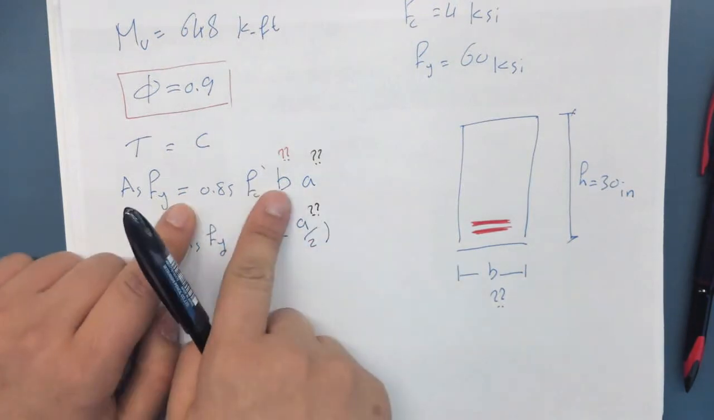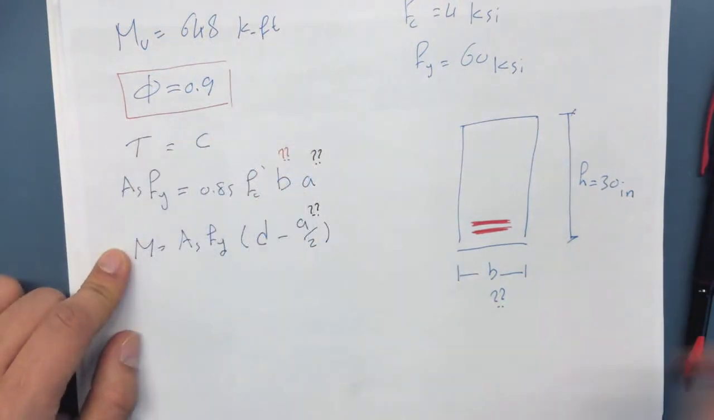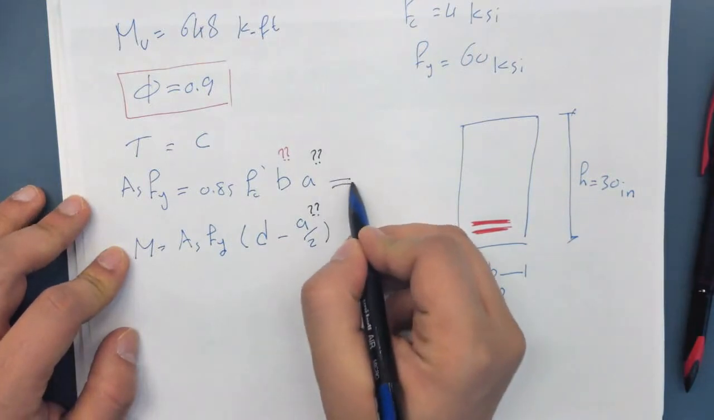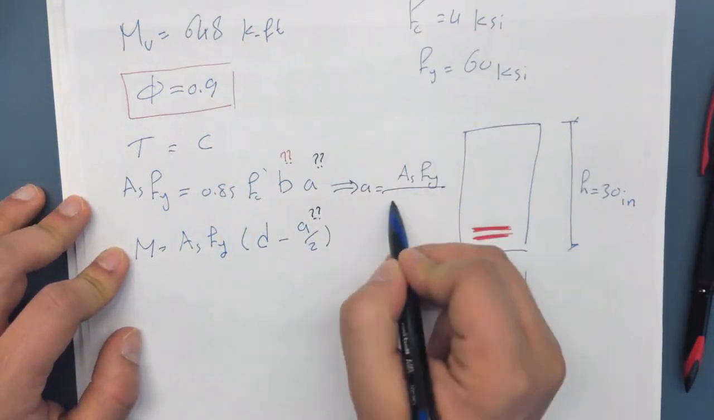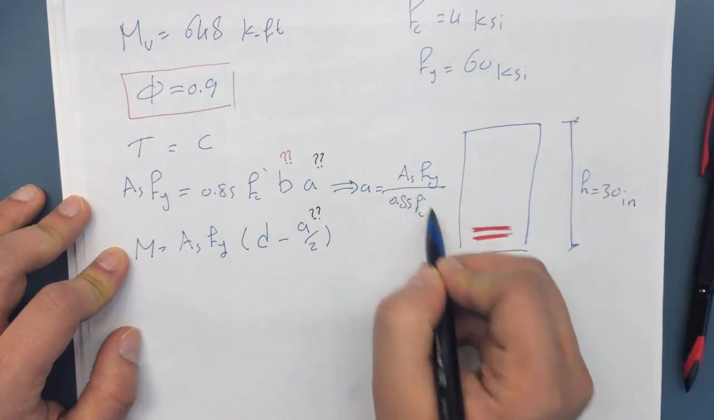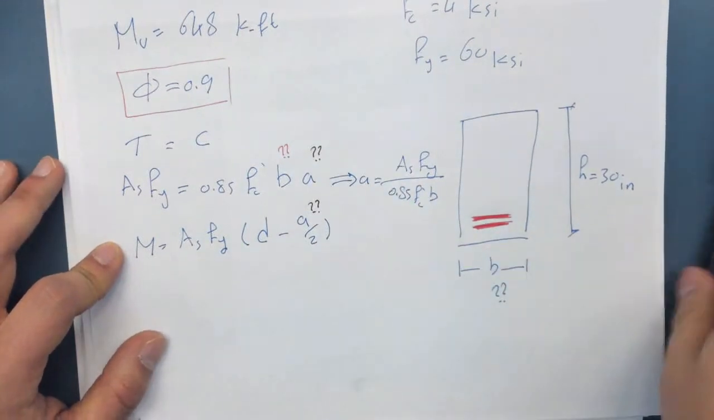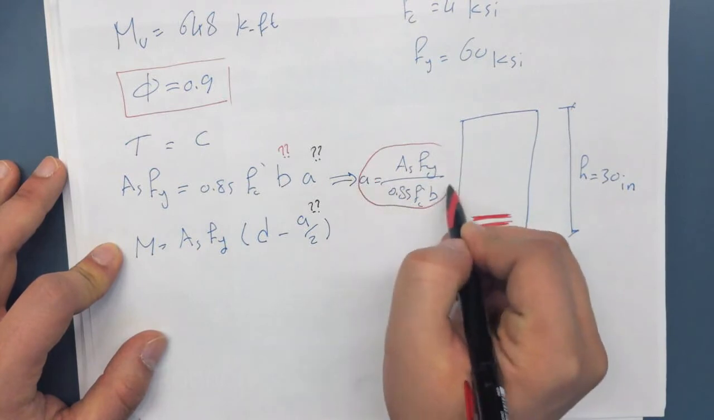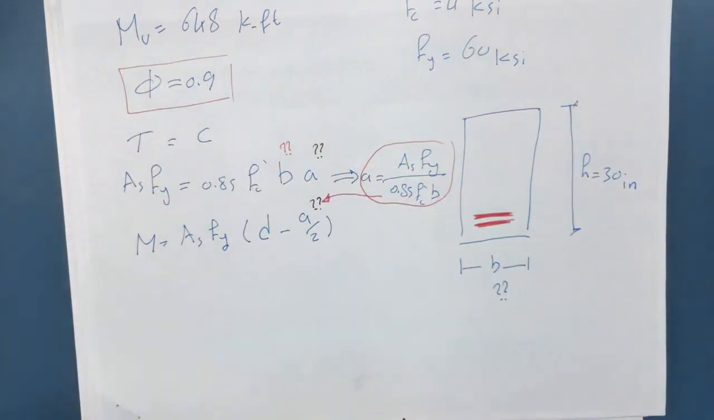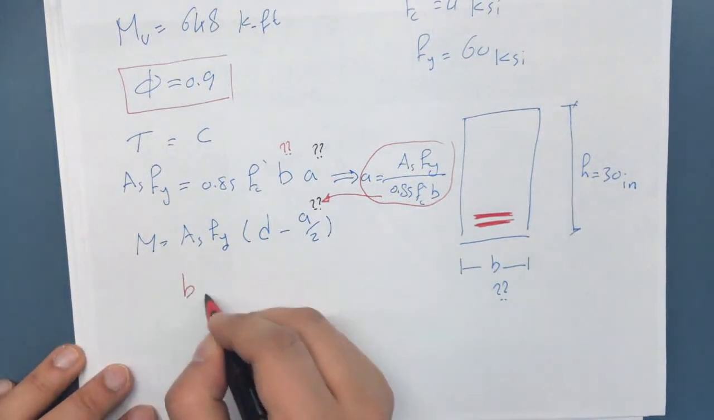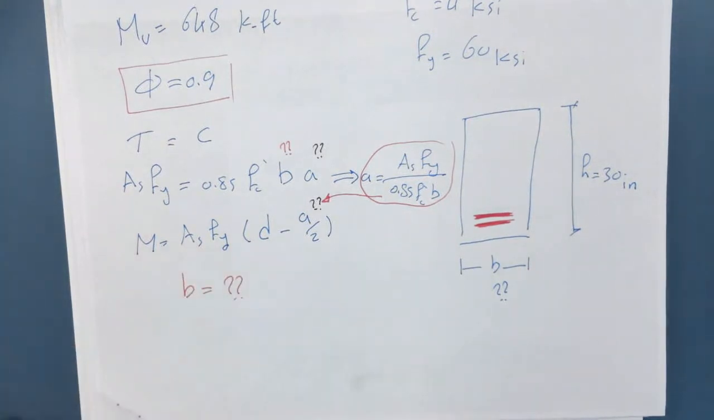The easiest way is to get A from here. So A is going to be equal to AS F yield divided by 0.85 Fc prime B. And take this, plug it in here. And the only unknown that you will have is B. And from here you can find what is B. This is one way to do it.